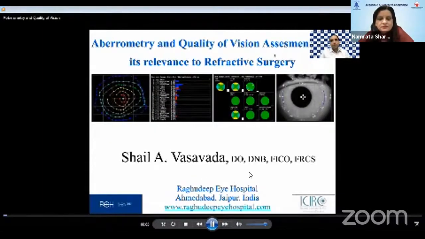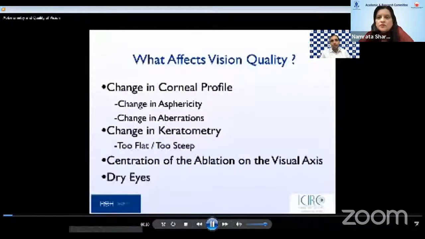Very good evening and many thanks to Dr. Chitra ma'am and the ARC team for this wonderful opportunity. I shall be talking about aberrometry and its role in quality of vision assessment.